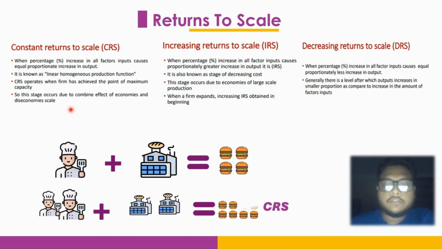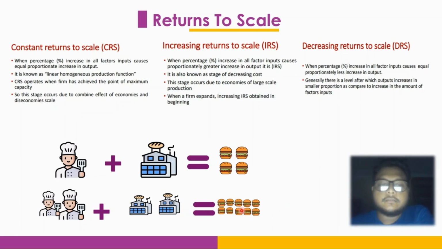Moving on, there can be some cases where because of economies of scale, there can be an increase in the output. For example, here you can see 10 units of burger produced. That means because of the increment of both the factors, the output increased, but it increased at an increasing rate. That's why it is called IRS, or increasing return to scale.